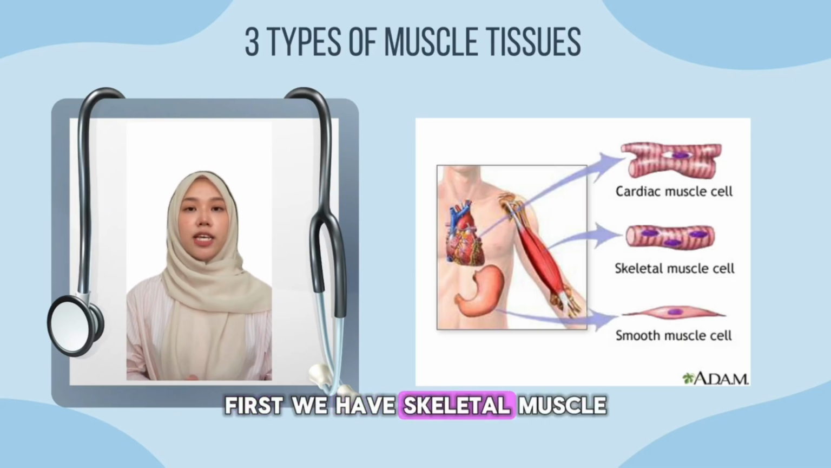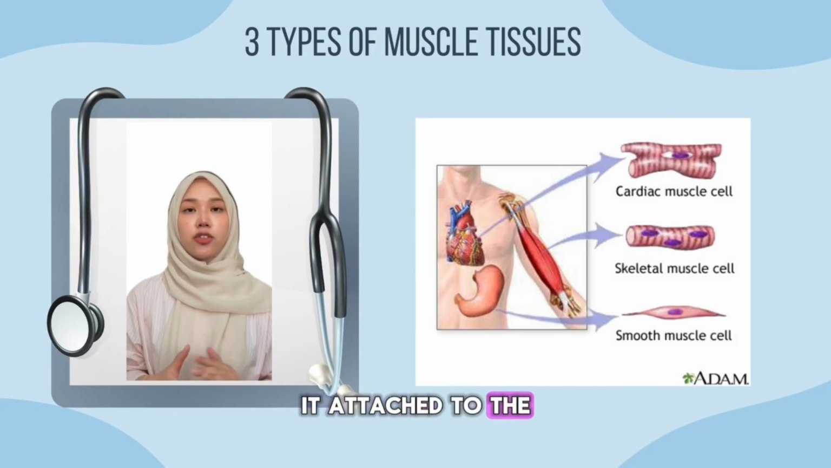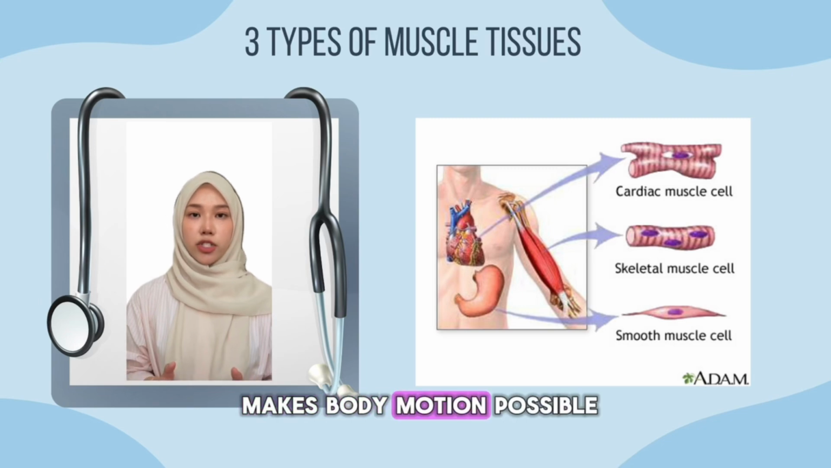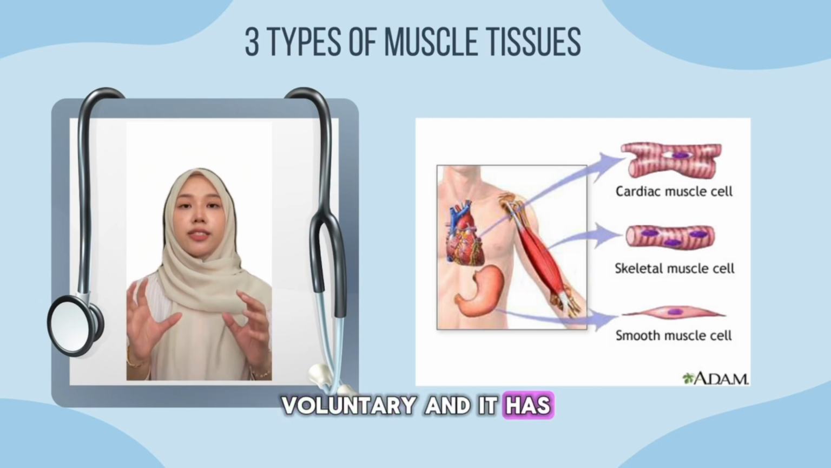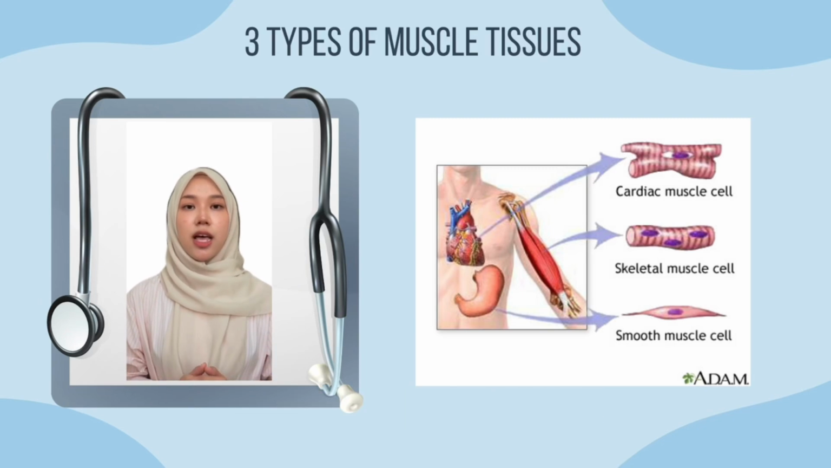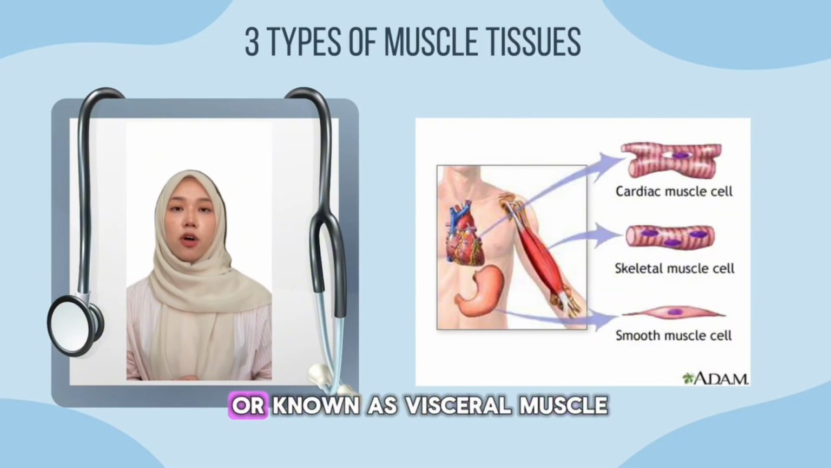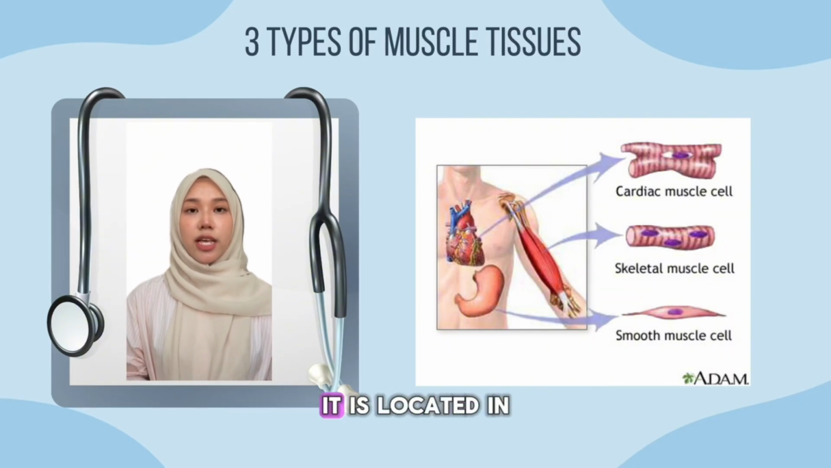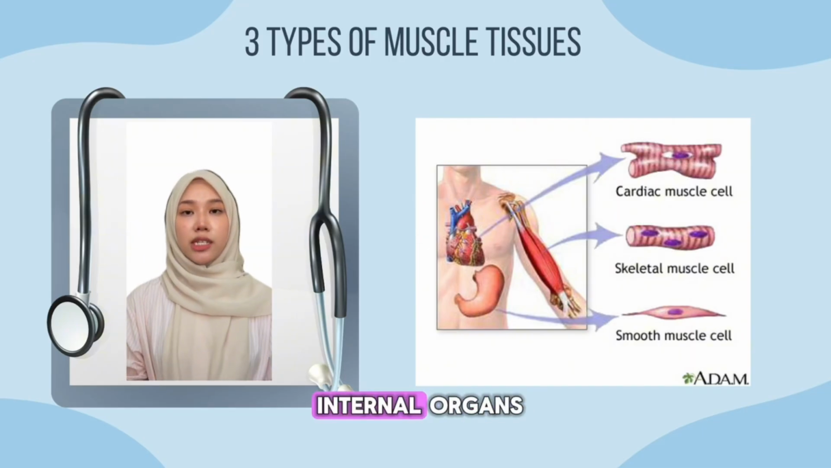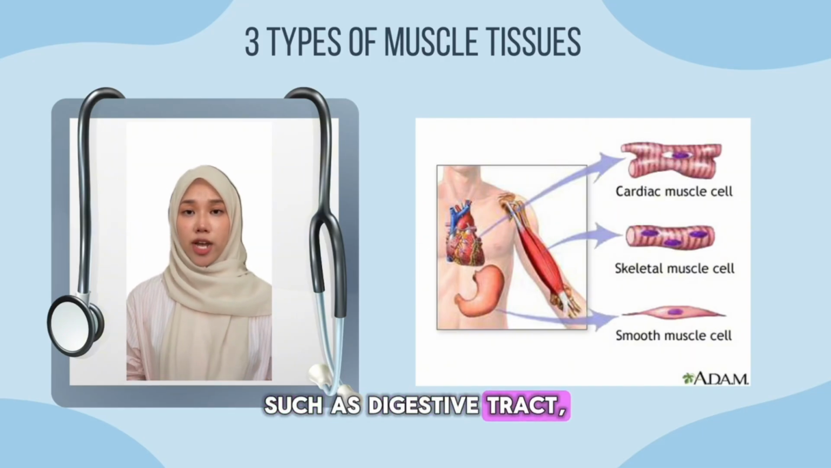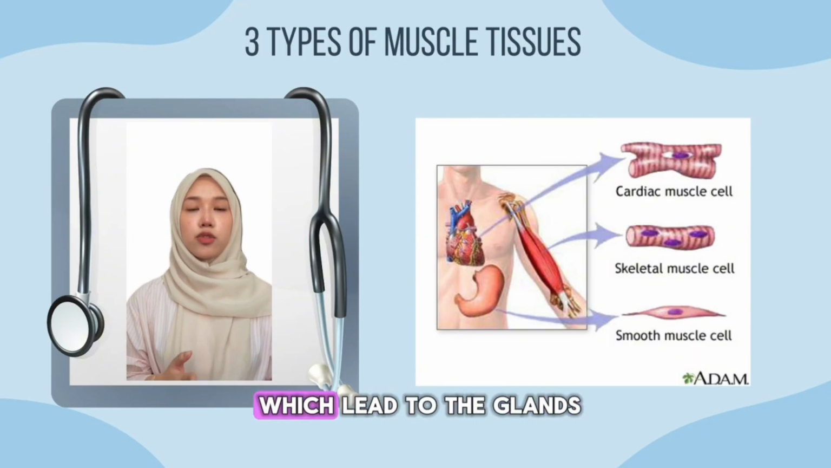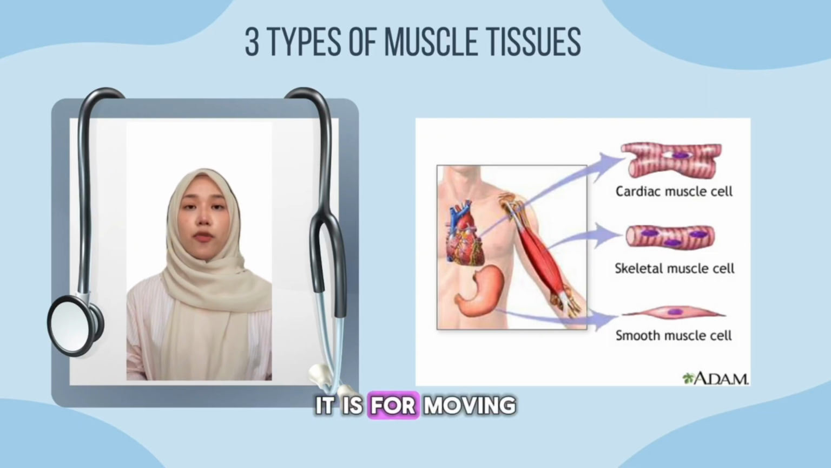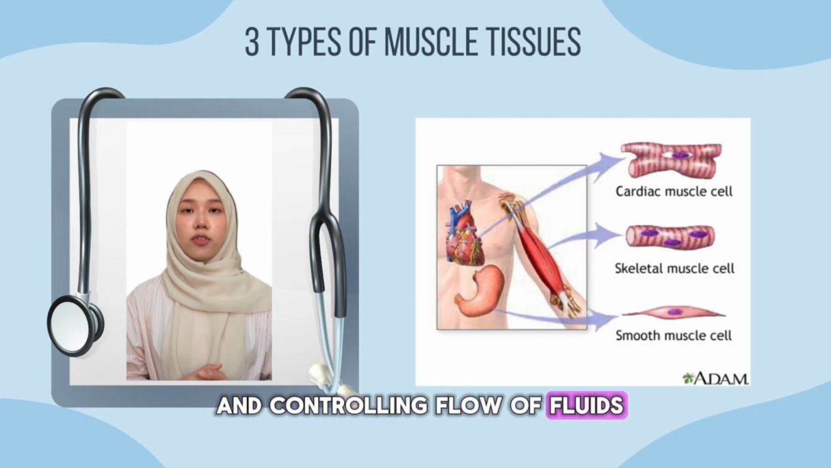First, we have skeletal muscle. It attaches to the bones and makes body motion possible voluntarily, and it has a striated appearance. Next is smooth muscle, also known as visceral muscle. It is located in the walls of internal organs such as the digestive tract, blood vessels, and ducts which lead to the glands. It is for moving and controlling the flow of fluids.